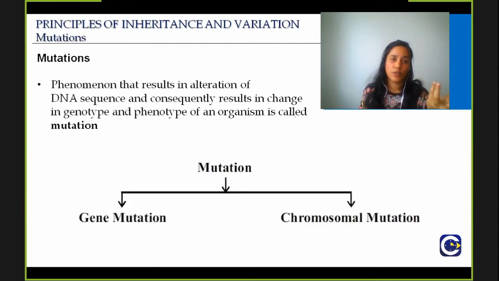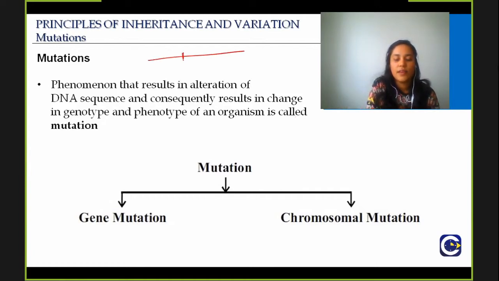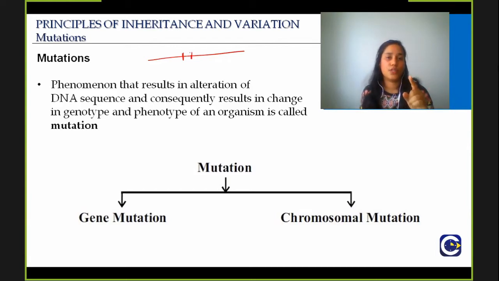So then what is mutation? The phenomenon that results in alteration of DNA sequence and consequently results in changes in genotype and phenotype is called mutation. But we all know what mutation is, right? For example, this is a DNA sequence. There will be some mutation here. But what is the problem when there is a mutation? The gene will get converted into a protein. This is important, guys, remember.